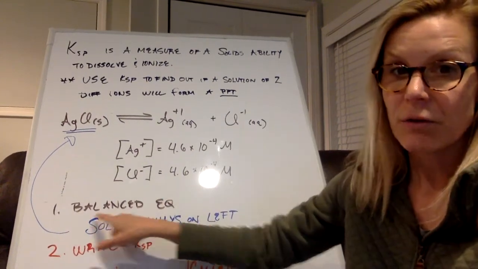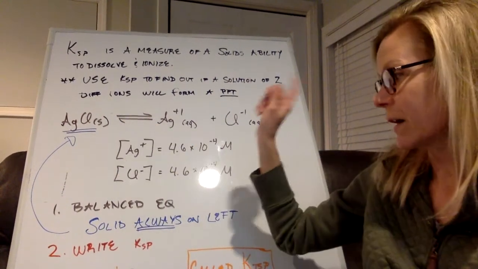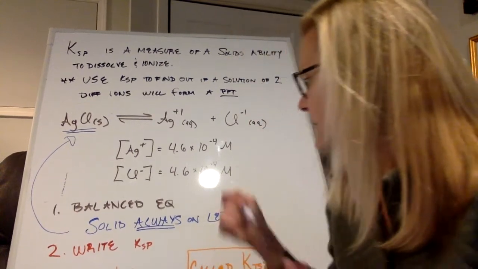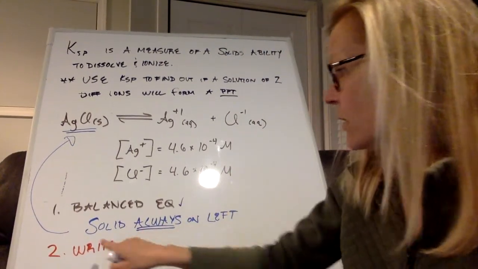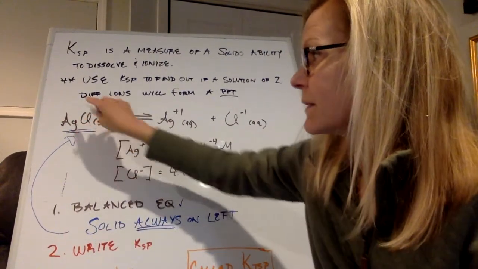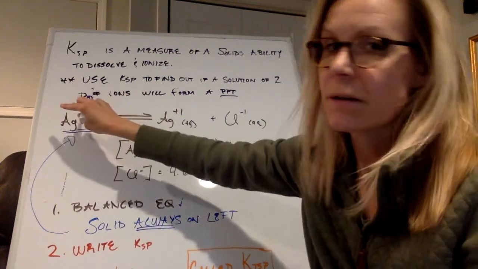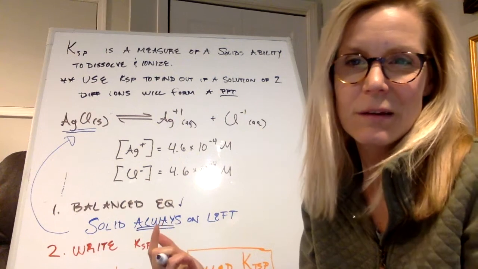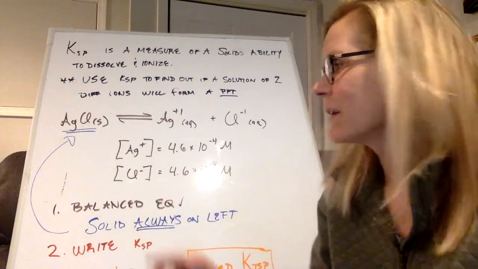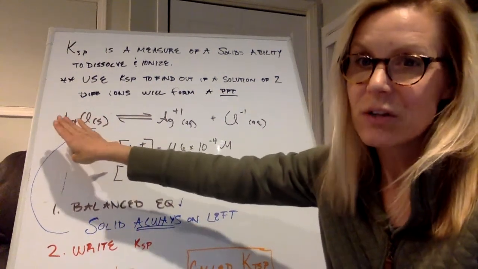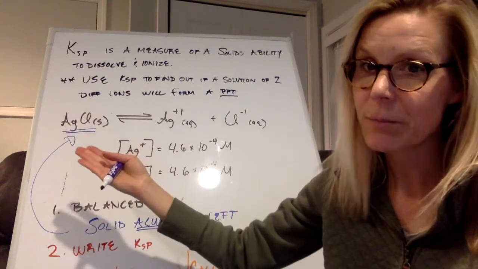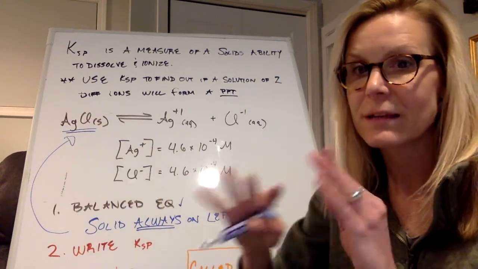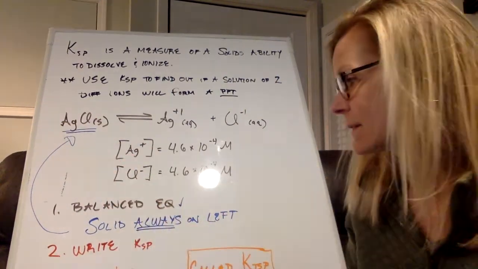Step number 1, do I have a balanced equation? Check. That one's definitely balanced. Okay, you always want the solid on the left. The solid has to be over here. Otherwise, your K expression won't work because you can't solve it. So you have to start off with the solid. The solid is going to break apart. You're not going to form it the other way. The solid is breaking apart into ions.